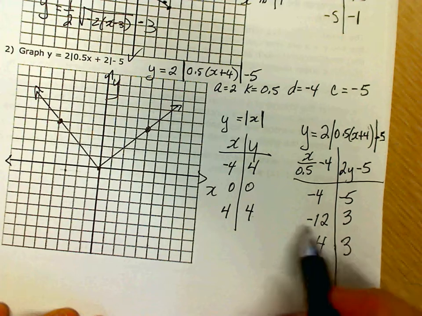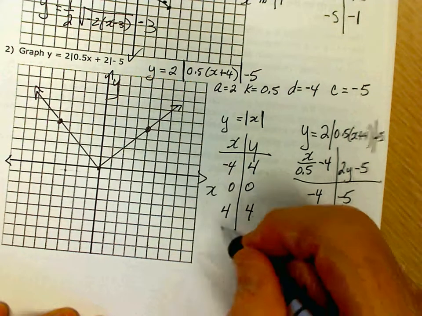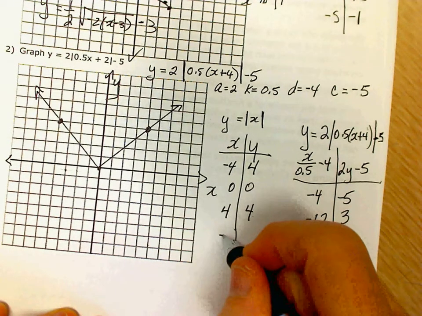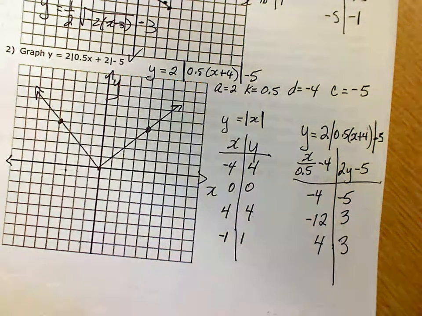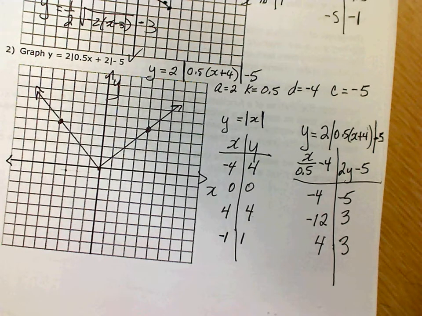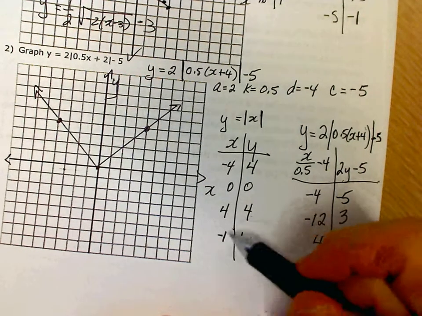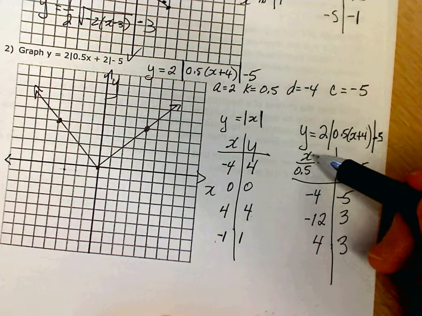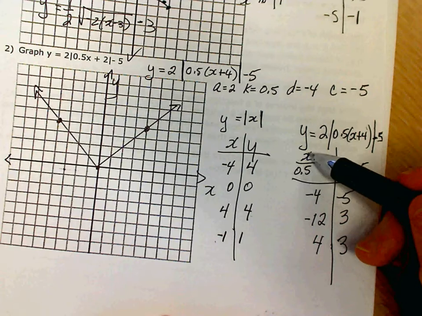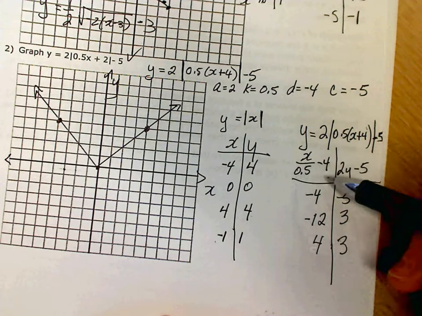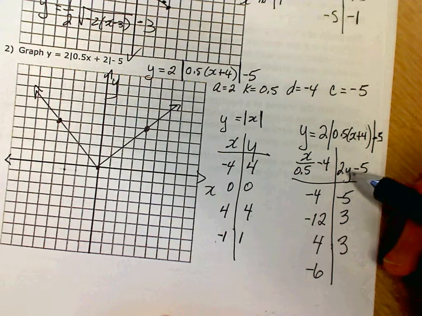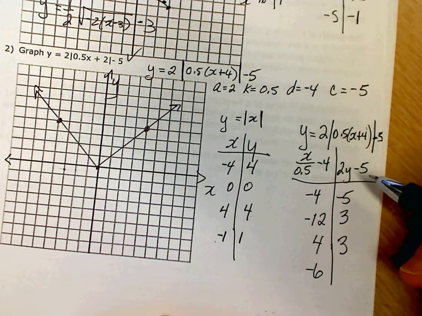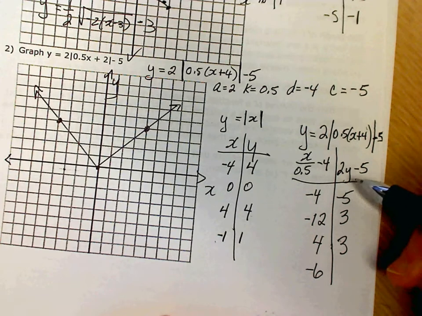So maybe why don't we try negative 1, 1? Why don't we try that one? See if that helps us at least a little bit. I'm just trying to see what works. This is a bit of trial and error here. Negative 1 divided by 0.5 is negative 2, negative 2 minus 4 is negative 6. 2 times 1 is 2, 2 minus 5 is negative 3. Yeah, that should work.